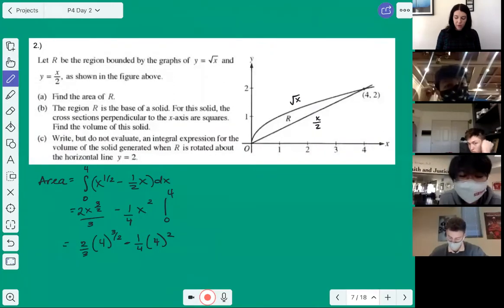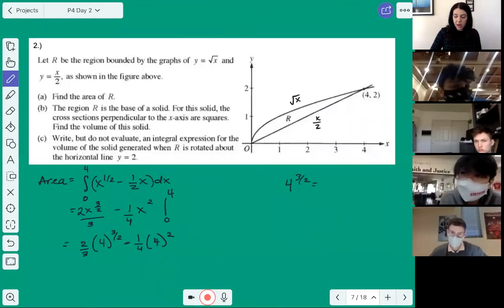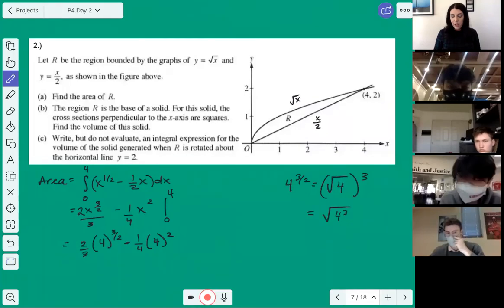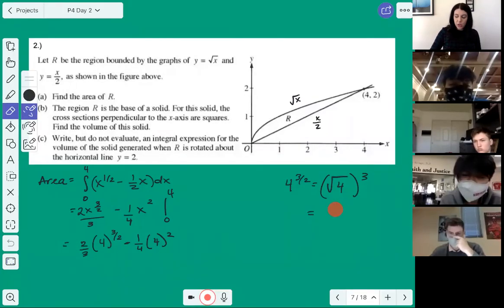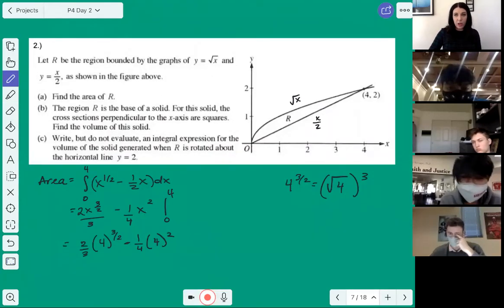Just to clarify what 4 to the 3/2 means, because you're going to encounter that a lot on AP Calc. 4 to the 3/2 is the same as writing the square root of 4, that thing cubed. Some students only think that it means where the cubed is on the inside. Those things are equivalent. And usually it's easier to do the square root first and then do the cubed. So I recommend thinking about it that way. If you got stuck there or you needed a calculator, write that down so you understand.